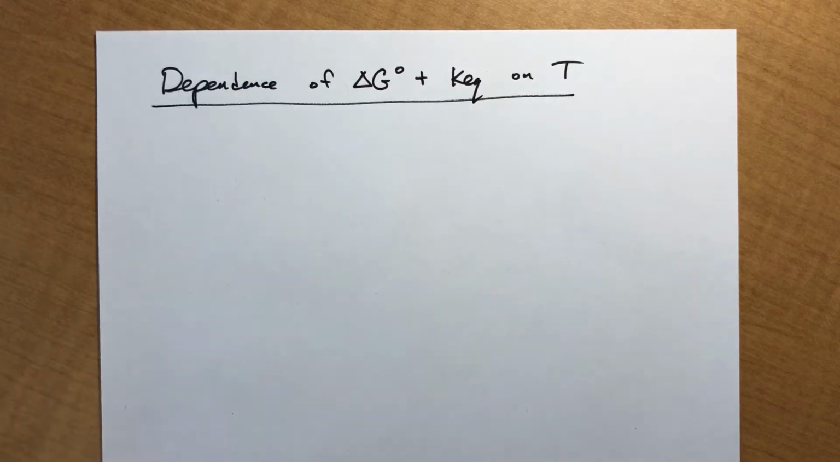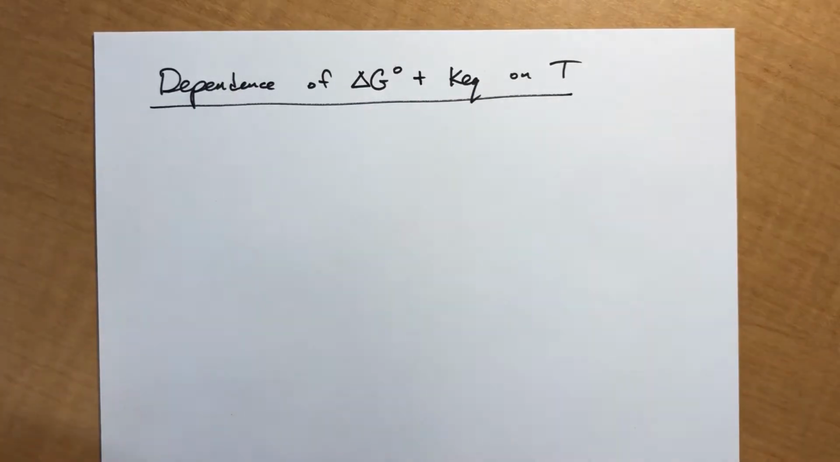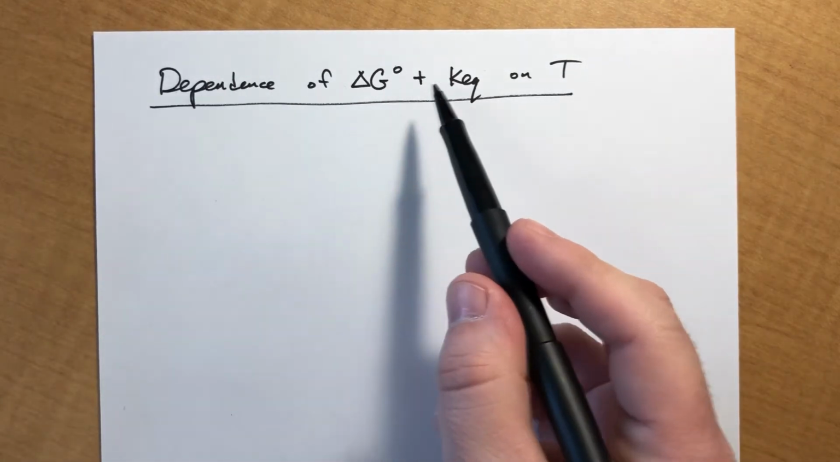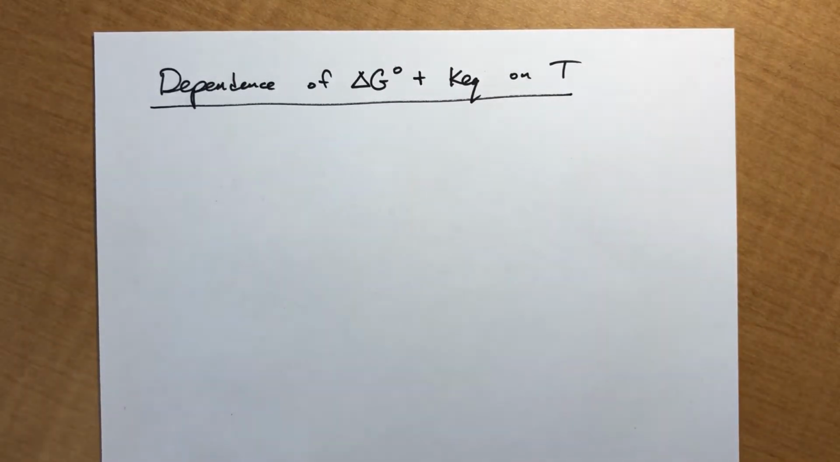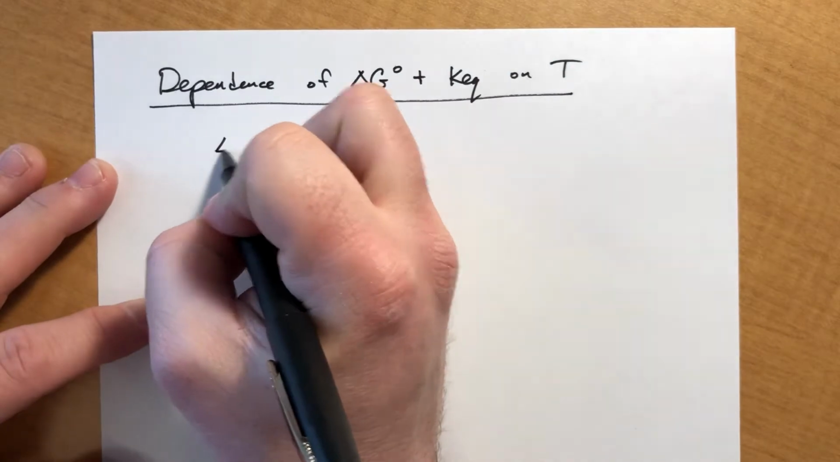Okay, so in the last video we saw how delta G and Keq are related, and now we're going to see that both of them are dependent on temperature. There's a temperature component to both of those in the equation. So we're going to do what is typical for physics. We're going to take two equations and smash them together.